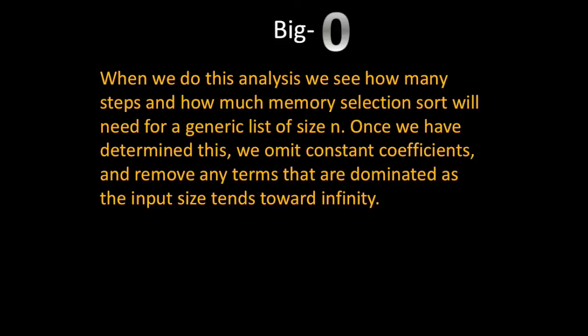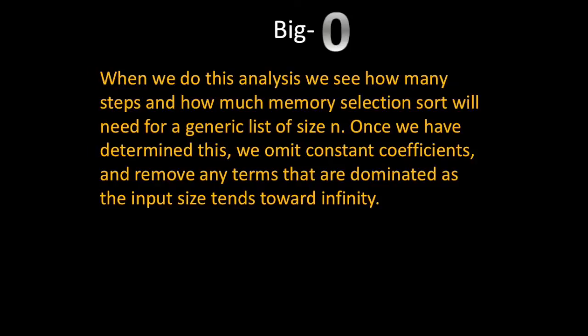One, we're going to see how many steps selection sort will take, and in another analysis we'll see how much memory selection sort will take. Once we have determined both of these amounts, we omit constant coefficients and remove any terms that are dominated as the input size tends toward infinity. So I'll show you what I mean.